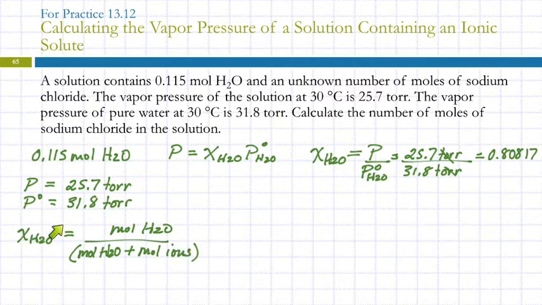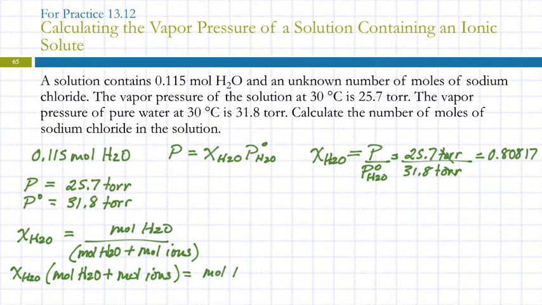Well, I know the mole fraction. I know the moles of water. So I can solve for moles of ions. It's not necessarily pretty, but we can do it. So if I cross multiply, mole fraction times (mole H2O plus mole of ions) is equal to moles of H2O. I took this equation and cross-multiplied to get this. Then I have to distribute this across that thing.